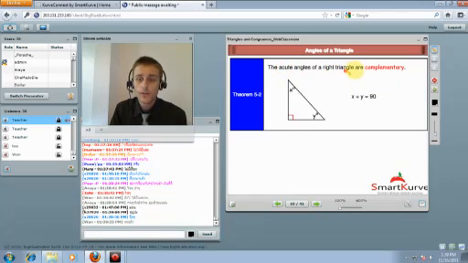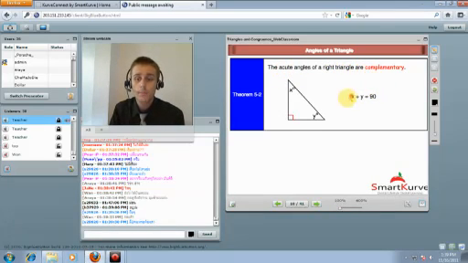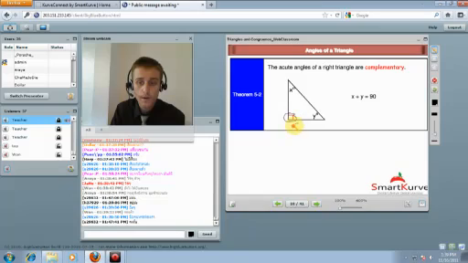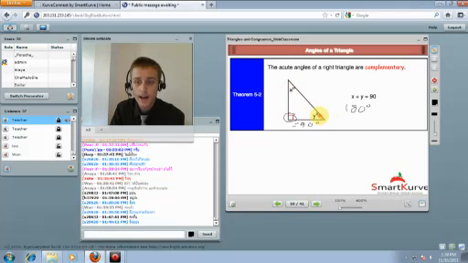The acute angles of a right triangle are complementary. So x plus y equals 90. Because we know that this little square always equals 90 degrees. We know a triangle always equals 180 degrees. So x plus y have to equal 90 degrees. They have to equal 90.